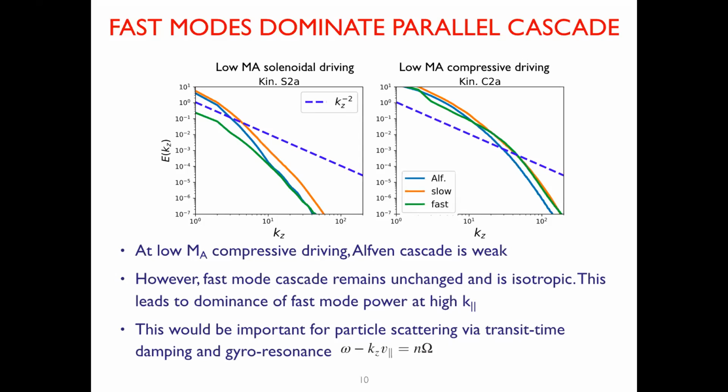And the reason this is important is because at high K parallel, you have a lot of scattering mechanisms which depend on fluctuations at high K parallel. For example, in the last line, you can see the gyro resonance equation. It depends on Kz. And at high Kz, if you have fast modes, then you can have more scattering.